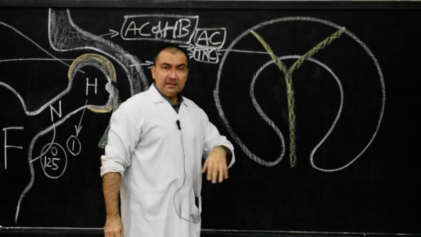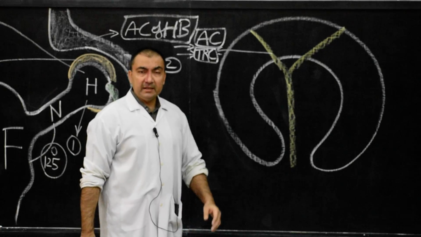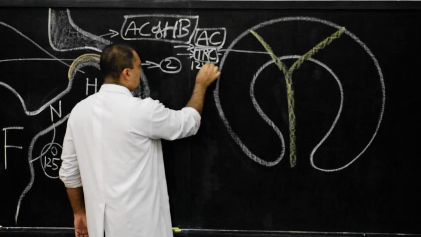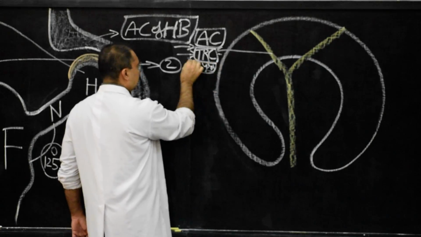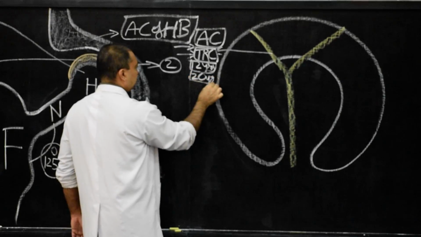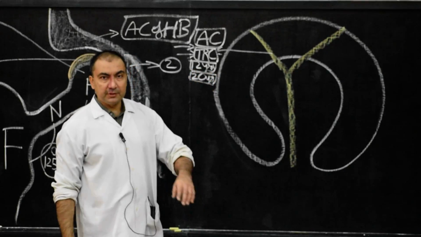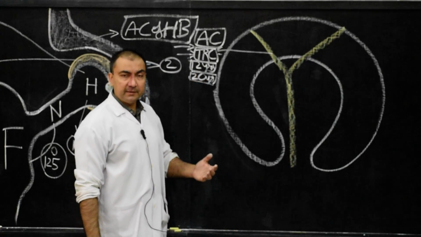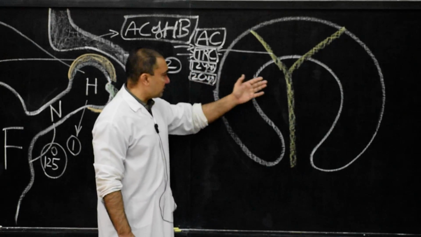Now this cartilage, when does it ossify? It will start its ossification by 12 years, and by 20 years of life the ossification will be complete. That also you have to mention.